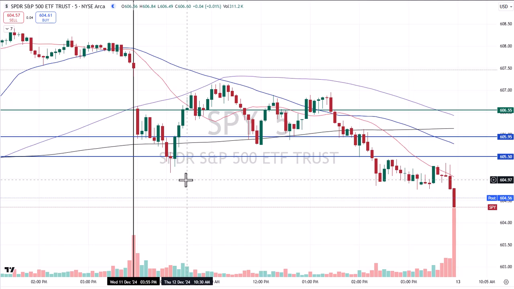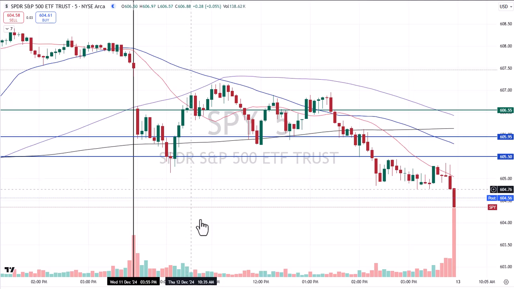605.50. Ripped it back up in the other direction. Nice trade. A lot of participation in the live room. A lot of participation from an inside the number perspective.